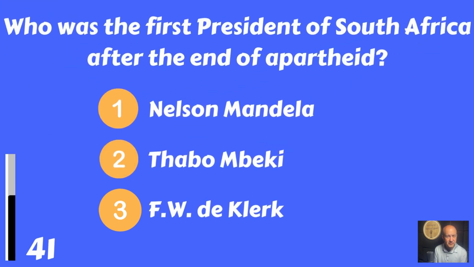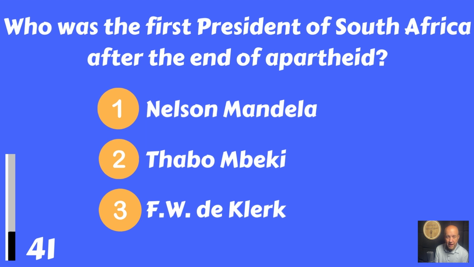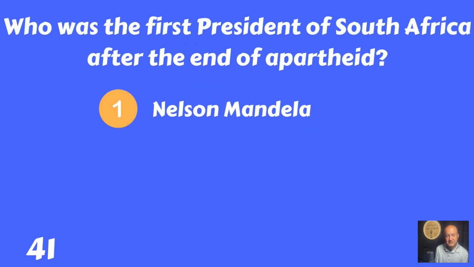Who was the first president of South Africa after the end of apartheid? Was it Nelson Mandela? Was it Thabo Mbeki? Or was it F.W. de Klerk? It was Nelson Mandela.